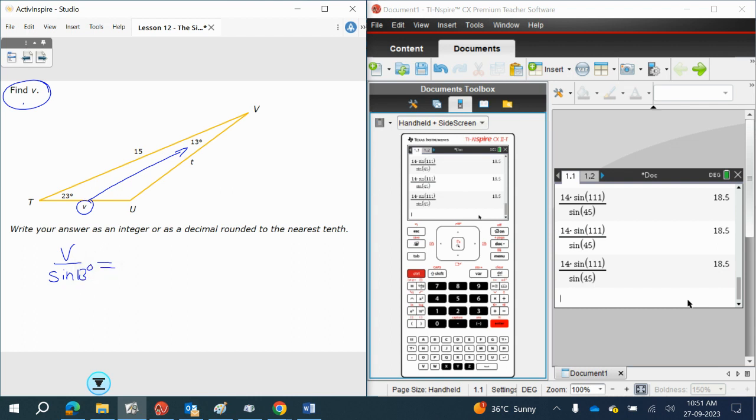Now we need a ratio. If you notice, we don't have T. We have this one. So we need that angle. So we've got 15 over the sine of that angle. Well, how big is angle U? 144. Angle sum in a triangle will get you that. 180 minus 23 minus 13. 144. Pop this into our calculator, and we have V is equal to 15 sine 13 over sine 144.